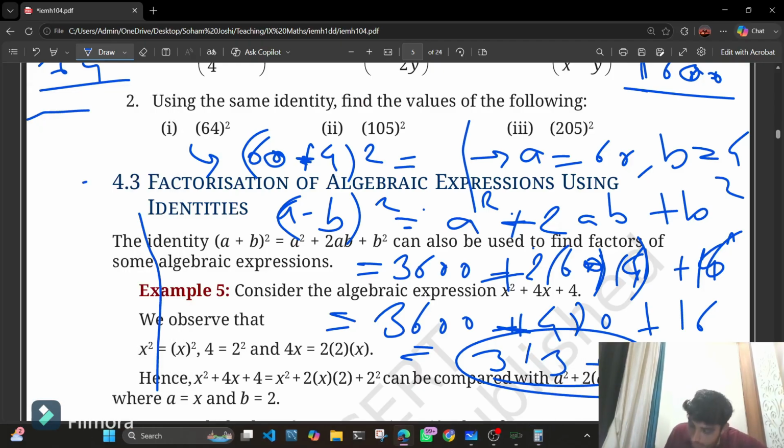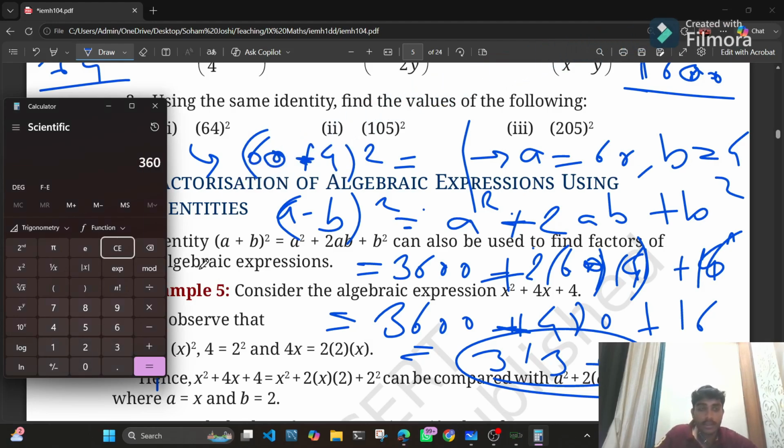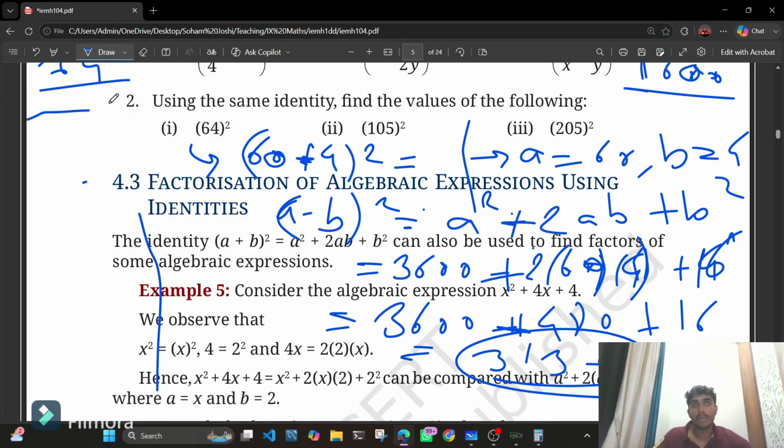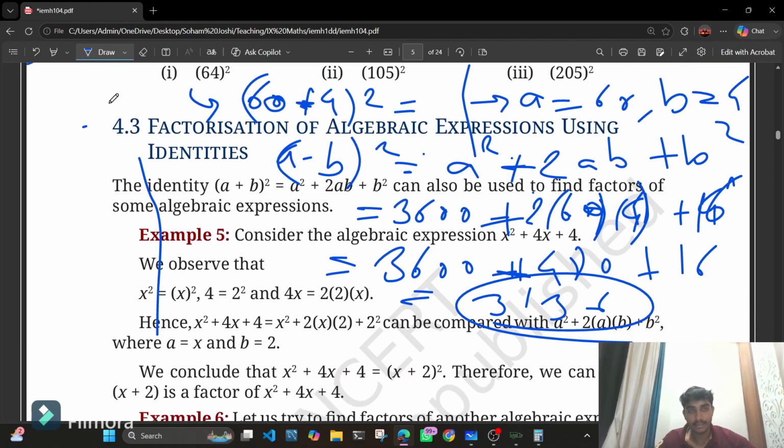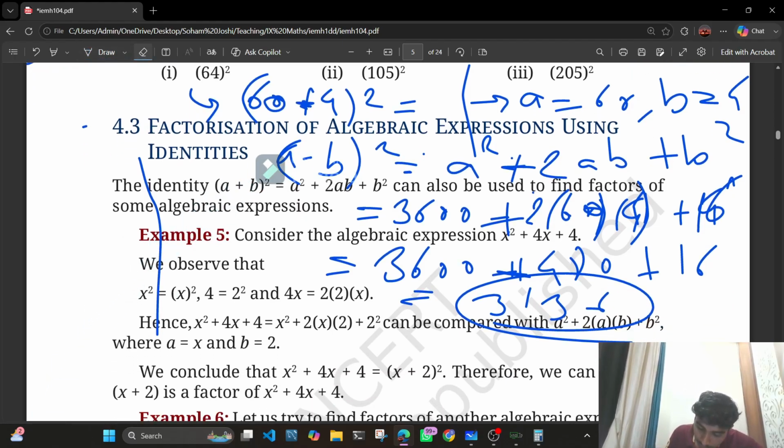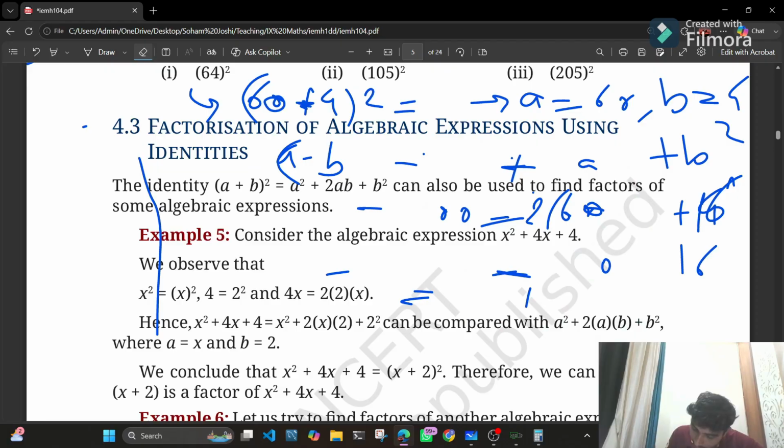So yeah, this becomes 3600 plus 480 plus 16. So that is 4096. You can see that 64 into 64 is equal to 4096. This is how you can find the squares of whole numbers using the identities. I hope this is clear. We'll just erase this part.